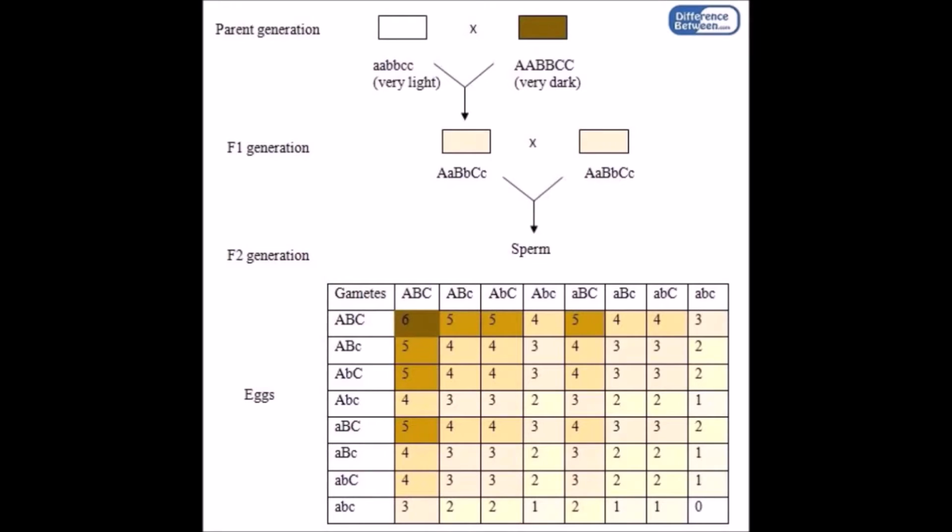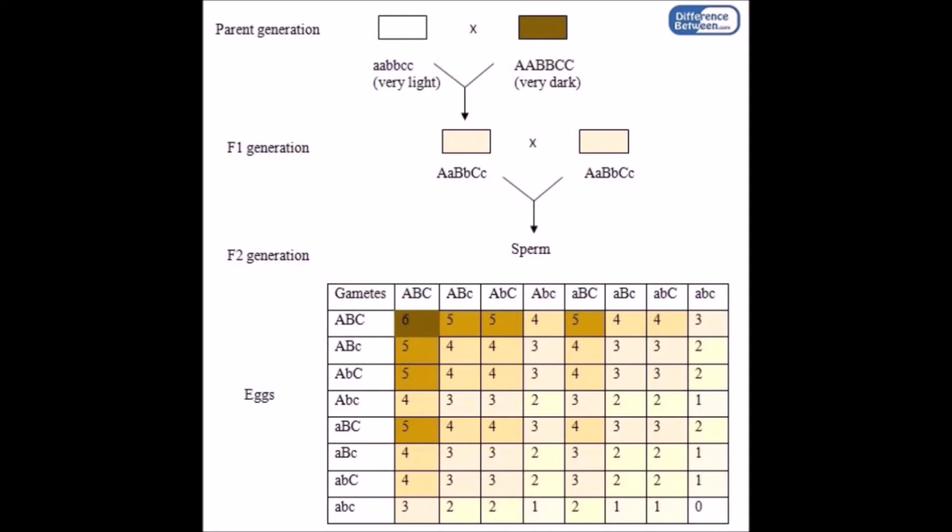This chart shows the inheritance of skin color in man. It was studied by C.B. Davenport in 1913. He conducted an experiment crossing a very dark individual, capital A, capital A, capital B, capital B, capital C, capital C, with a very light individual, small a, small a, small b, small b, small c, small c. The F1 generation shows an intermediate color. Intermediate color is called mulatto.